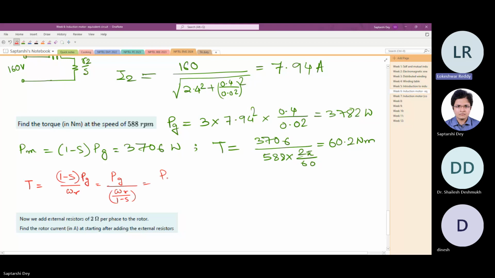Yes, sir, exactly the same formula. So this is why we cannot do it in no load using that formula. So this is what comes to our rescue.